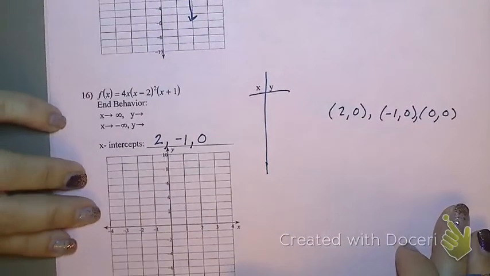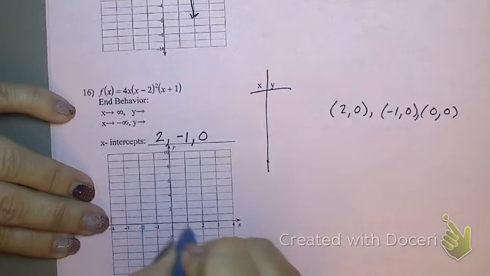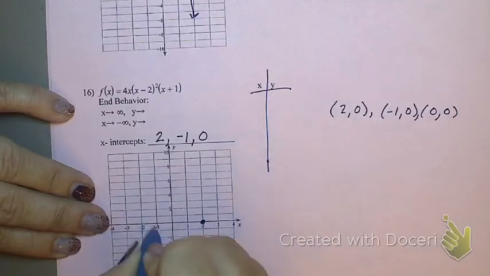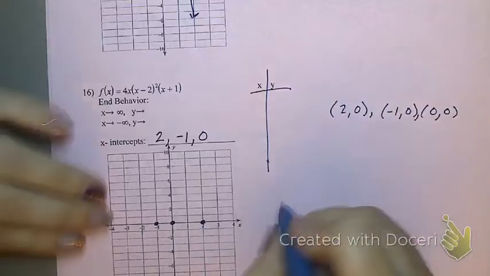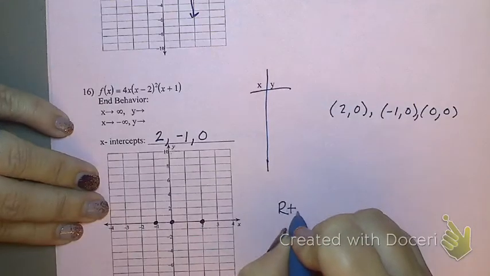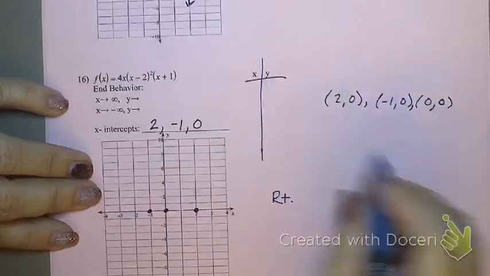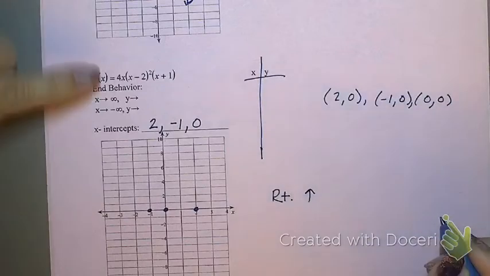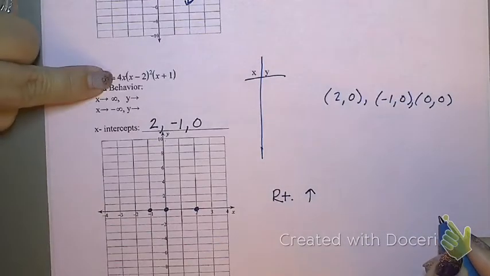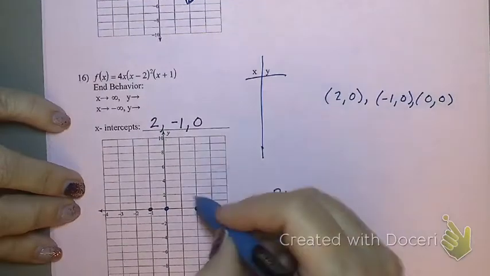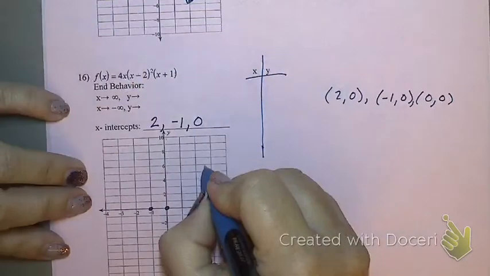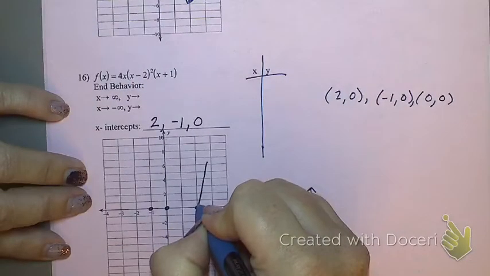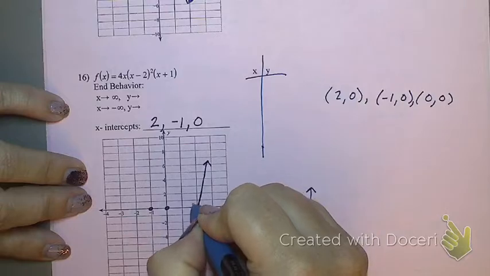Okay? So let's see. 2, -1, and 0. Let's see. What's going on the right side? Is it going up or down? How do I know? Leading coefficient is positive. So the right side's going up. Is there anything funny about this 2? It's going to be a kiss. So I know that it's going up there, and it's going to bounce, right?